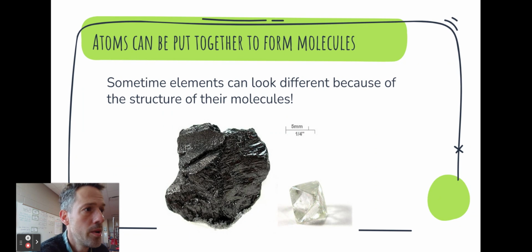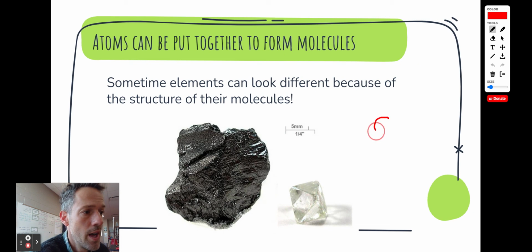So believe it or not, both of these substances are the element carbon. Okay. So interestingly, these substances don't look anything alike, but they're made out of the exact same element. This is only made out of carbon, and this is only made out of carbon. This is structured differently. So the carbon atoms are put together much differently for this version than they are for this version. So sometimes the same element can look very, very different based on how all those atoms are combined.